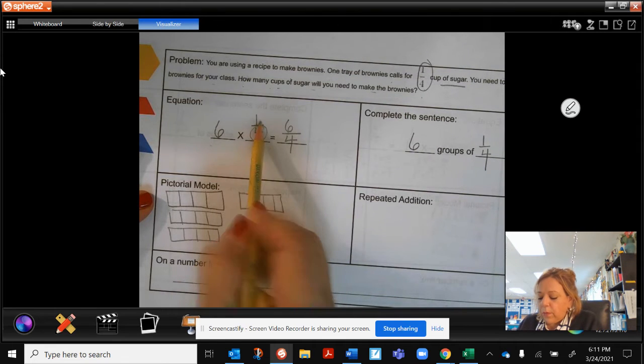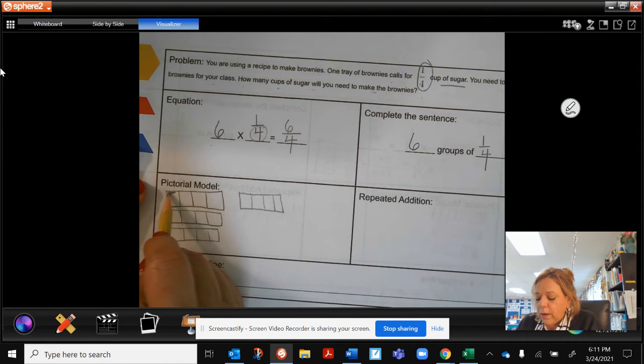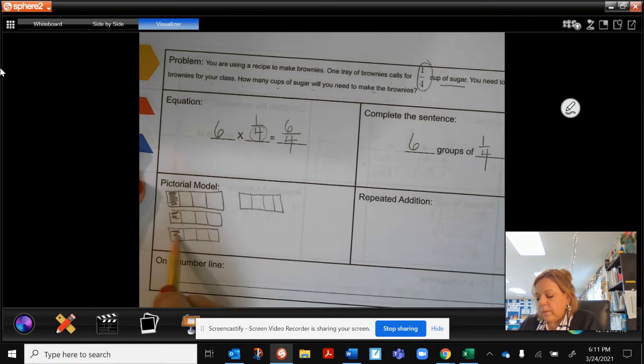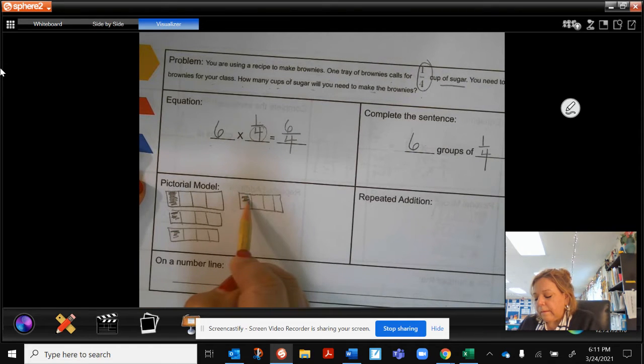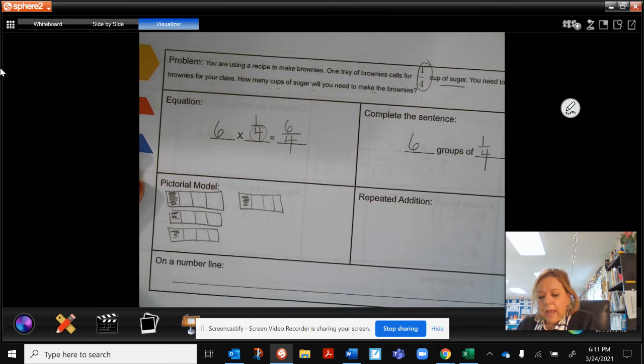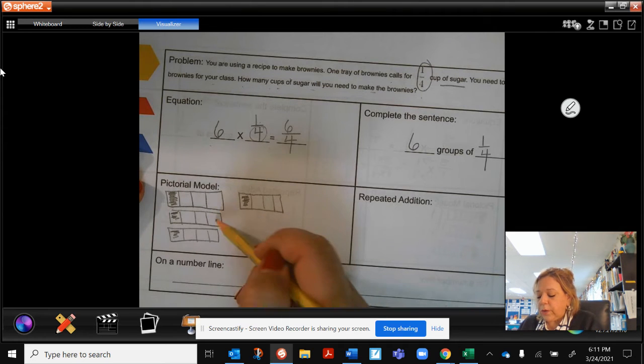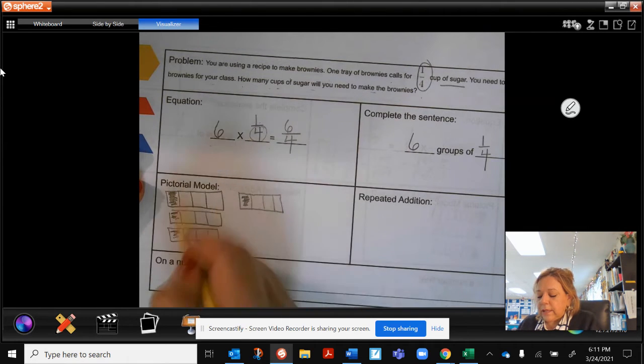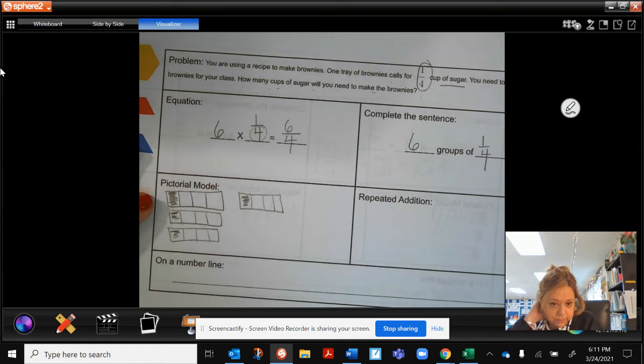Then I'm using my 1. I'm only using 1 part of those 4 equal parts. I'm using 1 out of the 4 parts. Okay, so I represent 1 tray, 2 tray, 3 tray, 4 tray. Out of this, it is 1/4 of it.